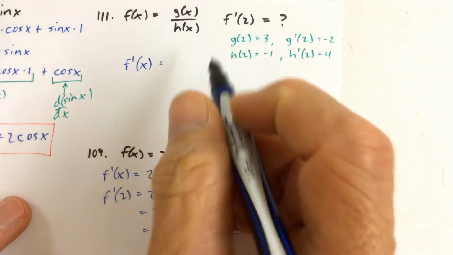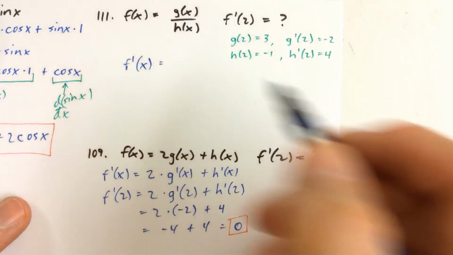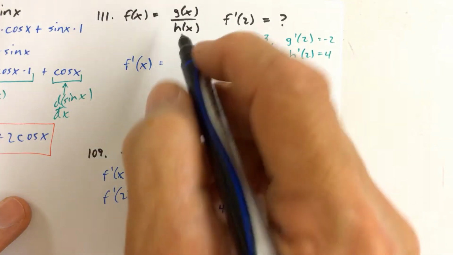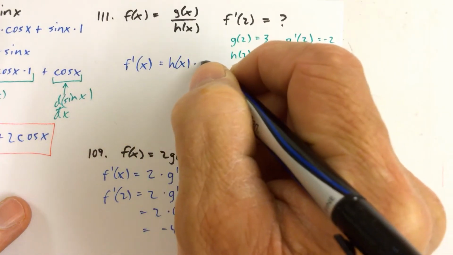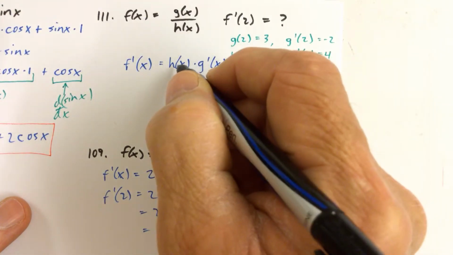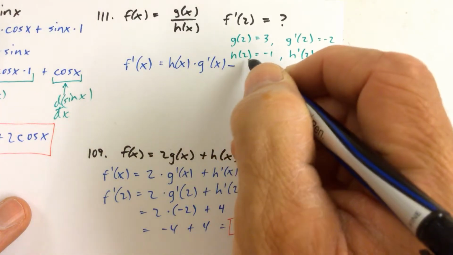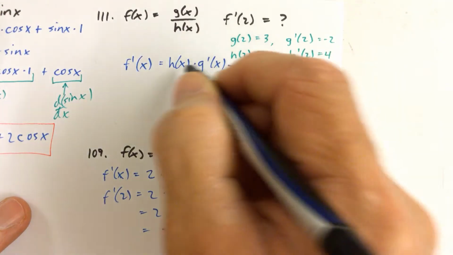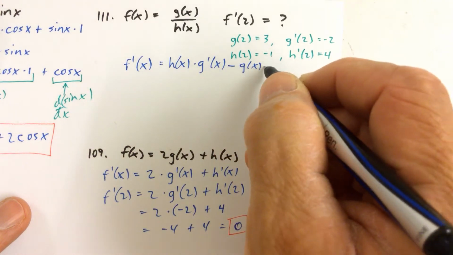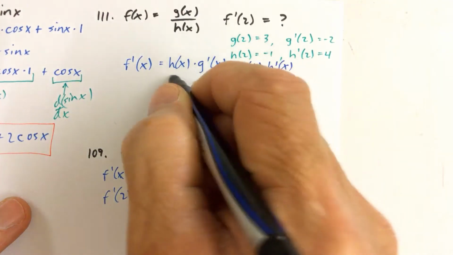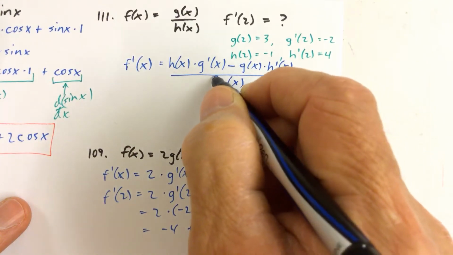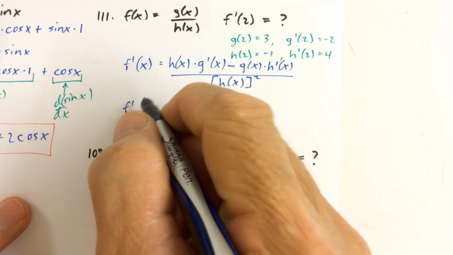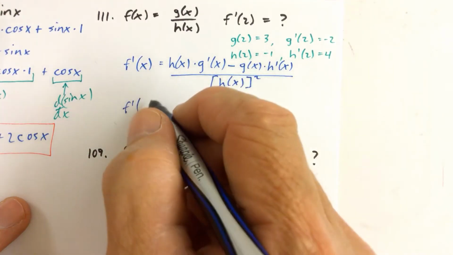So for f prime of x, noticing we have f of x defined as the quotient of two functions, we want to use the quotient rule. And the quotient rule is low d high, so the denominator multiplied by the derivative of the numerator, minus high d low, which is h prime of x, all over low squared. And so we have f prime of x. There's no need to do any simplifying, nor do I think we could simplify that anyway.